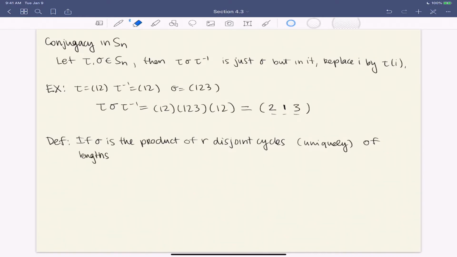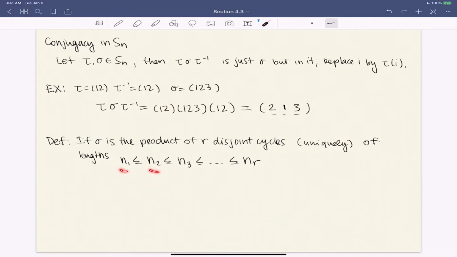Of lengths n_1 less than or equal to n_2 less than or equal to n_3 less than or equal to and so on up to n_r. Okay, so what's going on, right? I have sigma is a product of r disjoint cycles. Disjoint cycles commute. So I just look at the cycles and I order them from shortest to longest cycle.